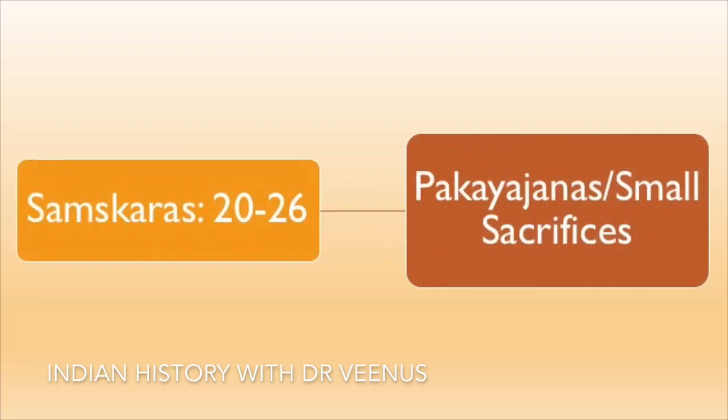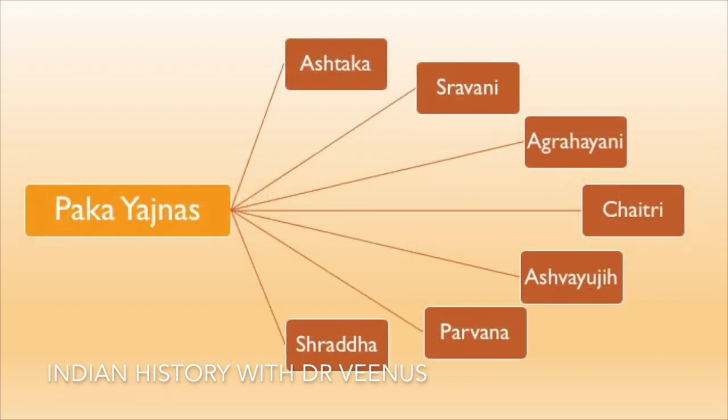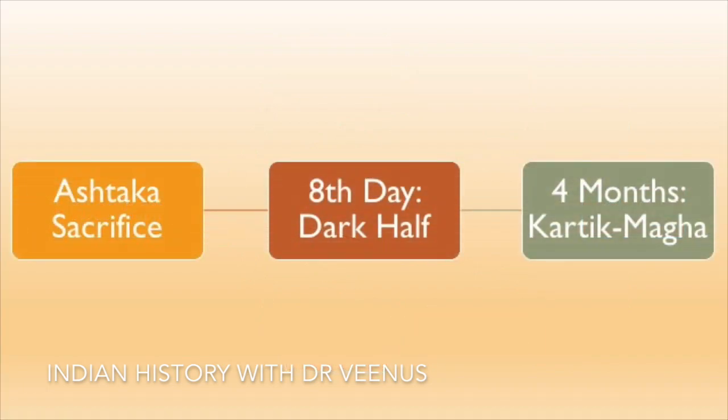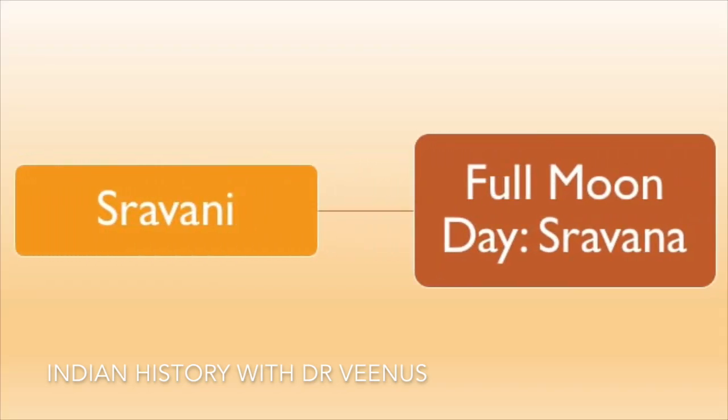Sanskars 20 to 26 are the 7 kinds of Pagyajnas or small sacrifices. They are the Ashtak, the Shravani, the Agrayani, the Chaitri, the Ashvayuji, the Parvan and the Shraddh. The Ashtaks are sacrifices offered on the 8th day of the dark halves of the 4 months from Kartik to Magh. The Shravani is offered on the full moon day of Shravan.